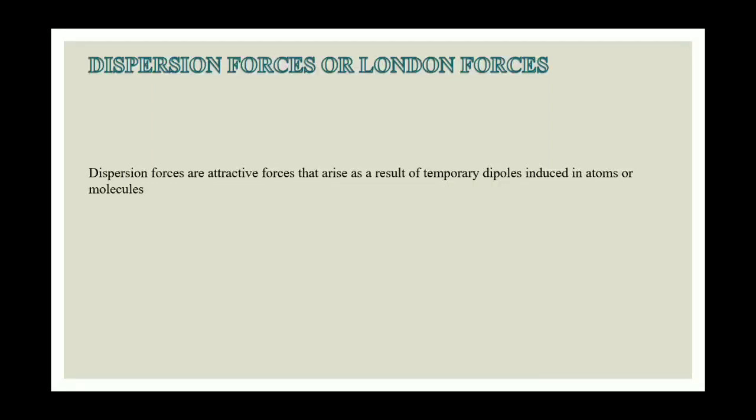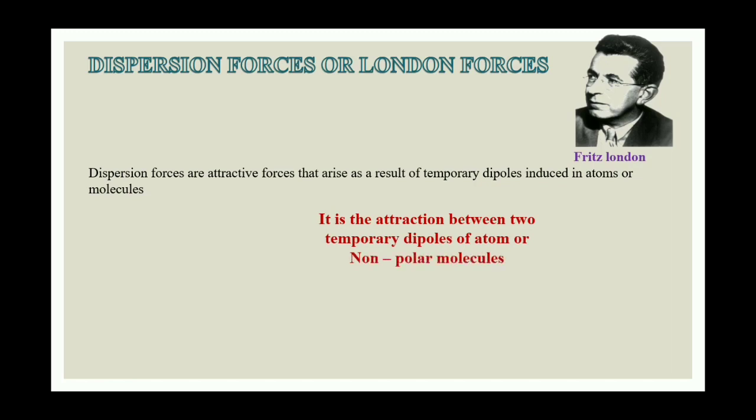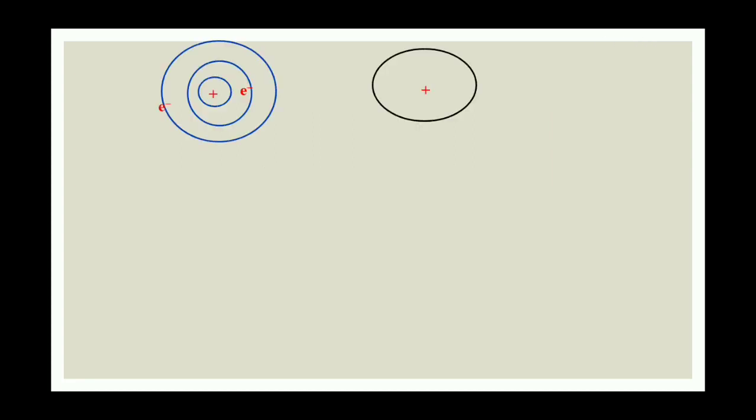Then we'll move to dispersion forces or London forces. They are attractive forces that arise as a result of temporary dipoles induced in atoms or molecules. How did the name London come? This is London, the person who is the reason behind this London force. It is the attractive force between two temporary dipoles of atoms or non-polar molecules. We can easily say that it is an attractive force between two non-polar molecules. See, these are your non-polar molecules. I have taken two non-polar molecules. We will be analyzing how the charge is getting induced in these non-polar molecules.